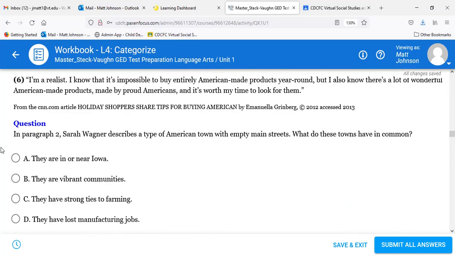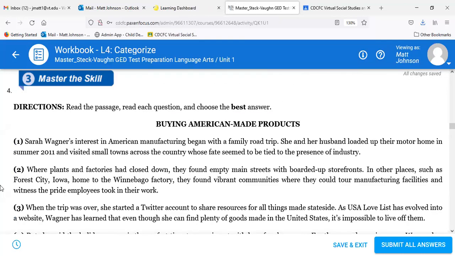Okay, so paragraph two, Sarah Wagner describes a type of American, new passage. Okay. Oh, that's not umami. So here, statement, buying American-made products, all right? Always remember the title. So paragraph one, Sarah Wagner's interest in American manufacturing began with a family road trip. She and her husband loaded up their motorhome in summer 2011 and visited small towns across the country whose fate seemed to be tied to the presence of industry. So right off the top there, we're looking at a category here. We know we're talking about American manufacturing. We know we're talking about where that's located across the country and the presence of industry there.